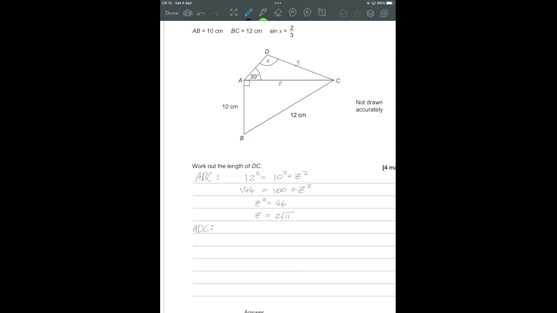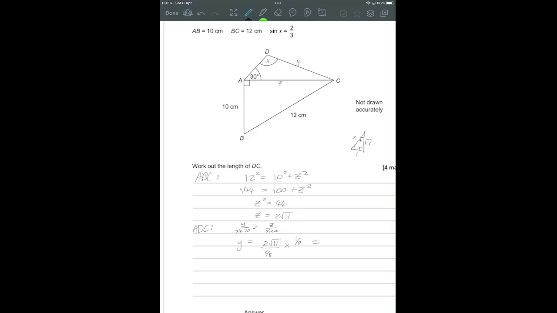So ADC, now I'm going to use the sine rule, which says that y over sine 30 equals z over sine x. So y equals, multiplying up by sine 30, 2 root 11 divided by 2/3, because sine x was 2/3, multiplied by sine 30. Back to our exact triangle. The 30 was up there. This was a 2, 1, root 3 triangle from half the equilateral. Sine is opposite over hypotenuse, so that's a half.